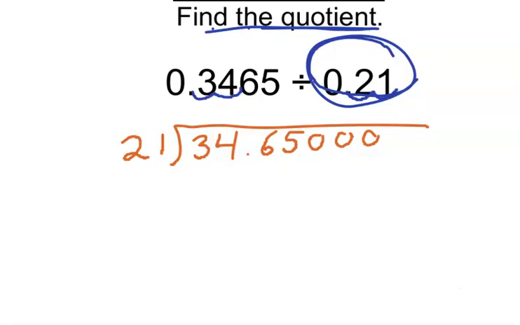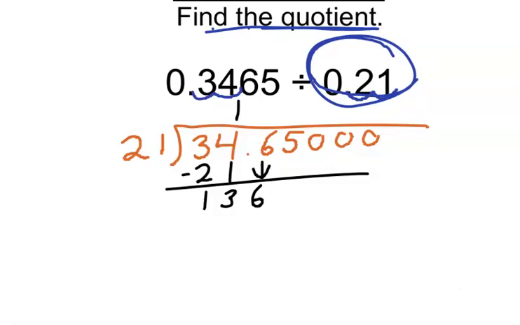So how many times does 21 go into 34? Let's see. Let's make this color. All right. So 1 times 21 is 21. Pretty easy math there. 4 minus 1 is 3. 3 minus 2 is 1. Bring down the 6. How many times does 21 go into 136?